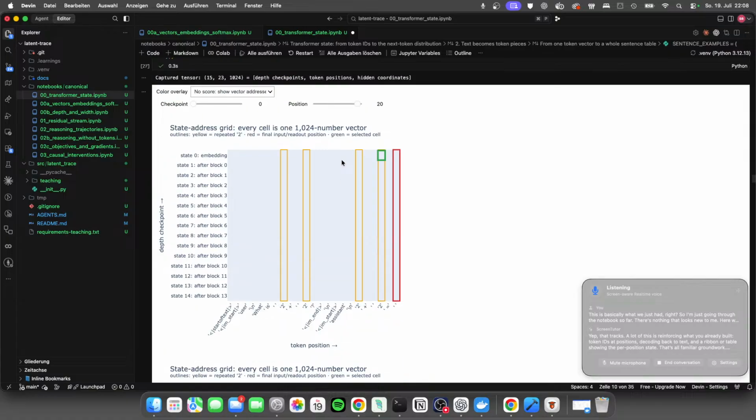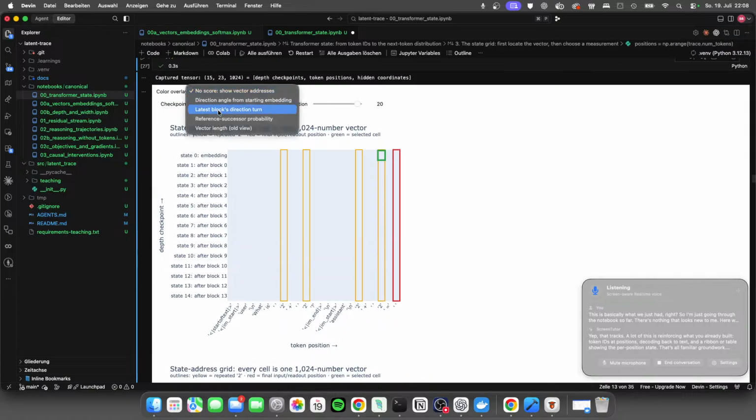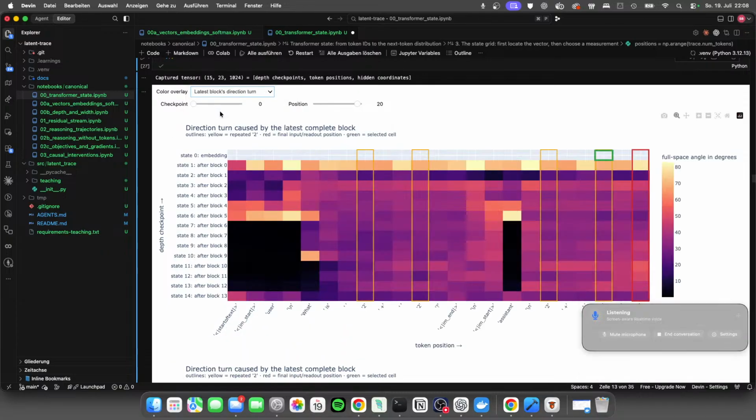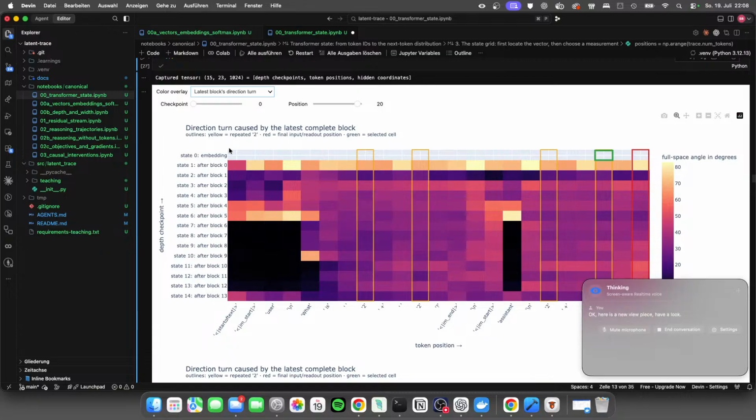Okay, here's a new view. Please have a look. All right, let me take a look at that new view and think through what it's showing. I can see the new view.